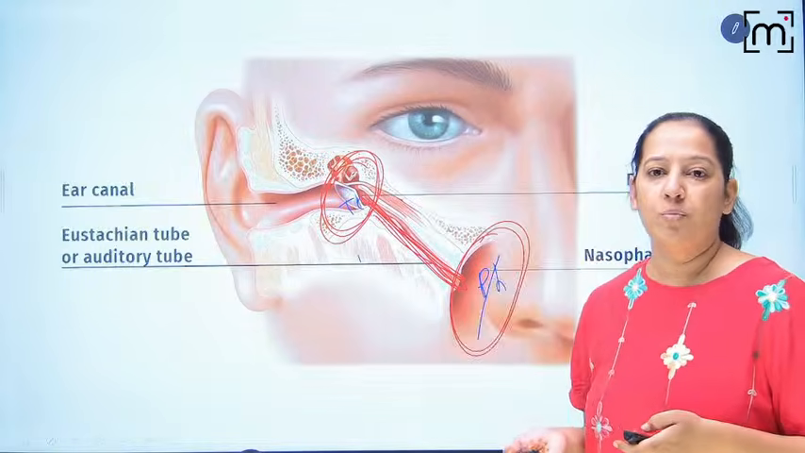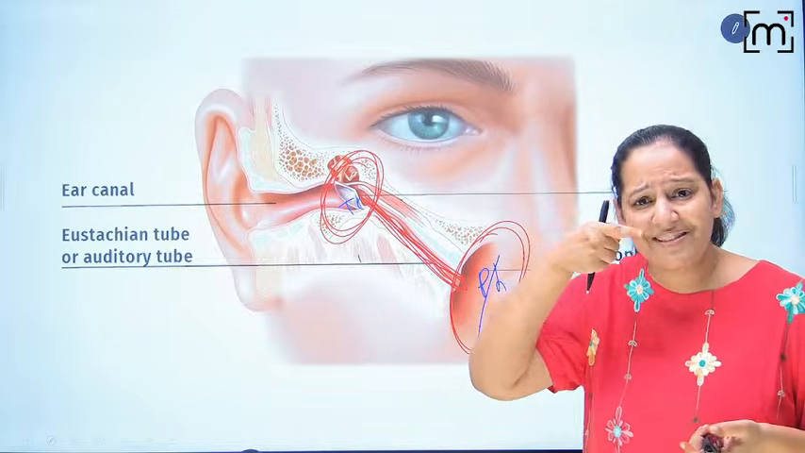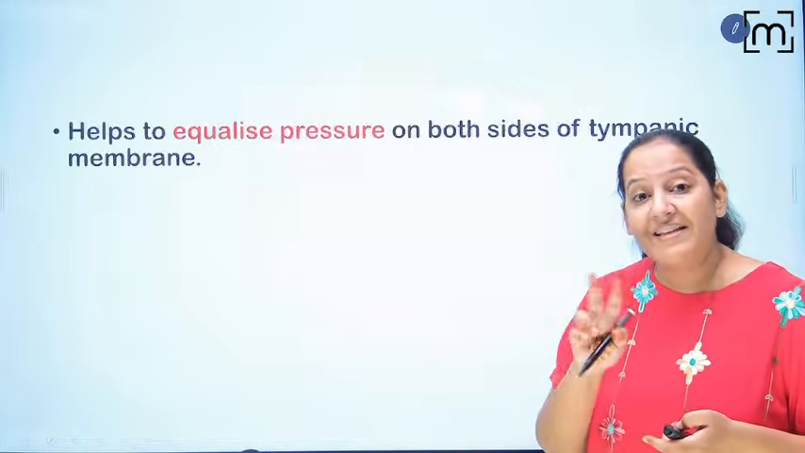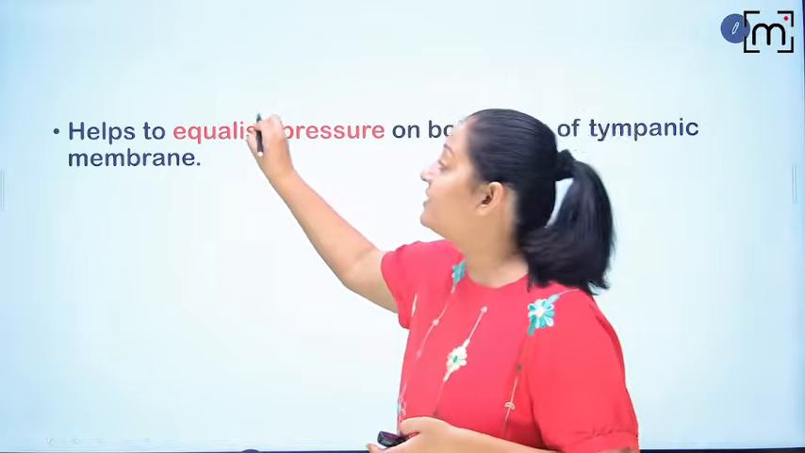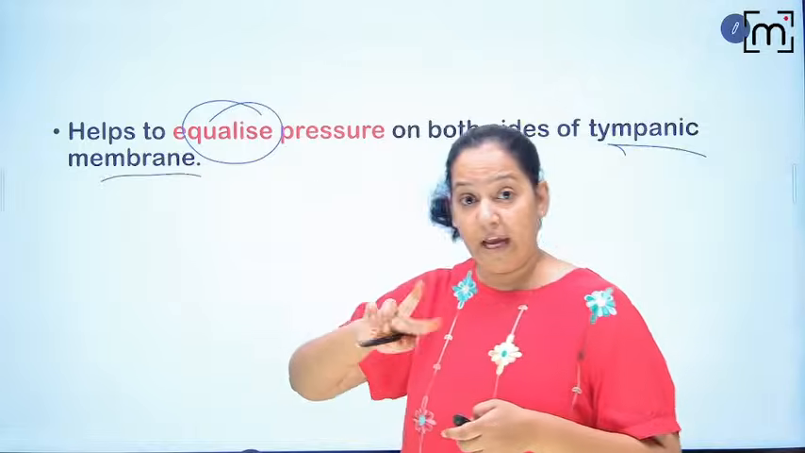Why has God given this tube between the ear and the nose? What is the connection between ear and nose? Why has God given such a tube? To equalize the pressure between both sides of the tympanic membrane. Between both sides of the tympanic membrane, to equalize the pressure.